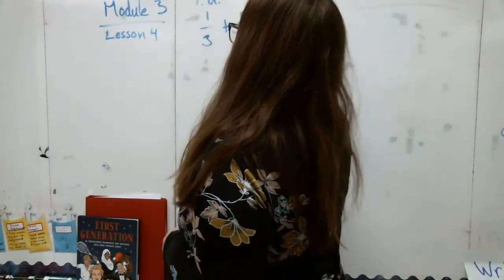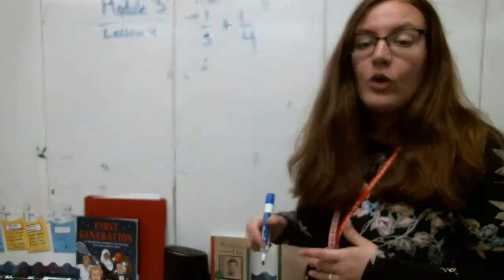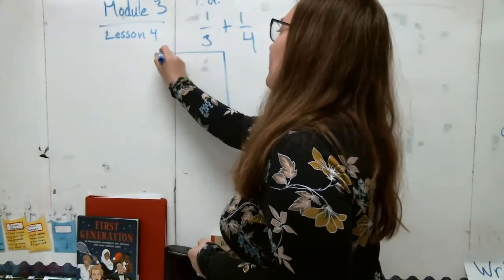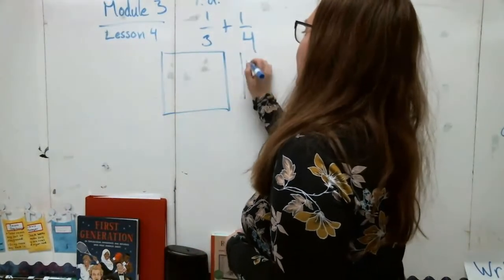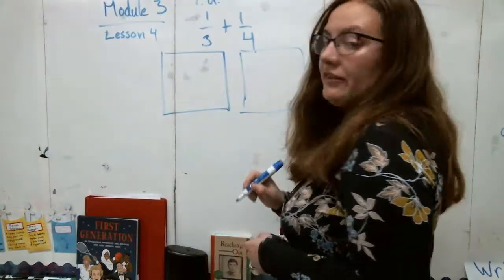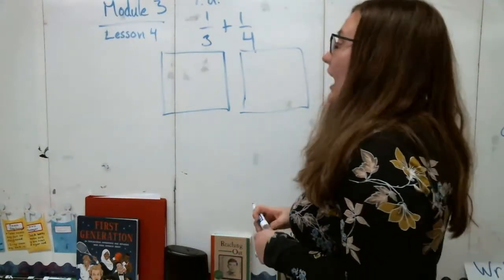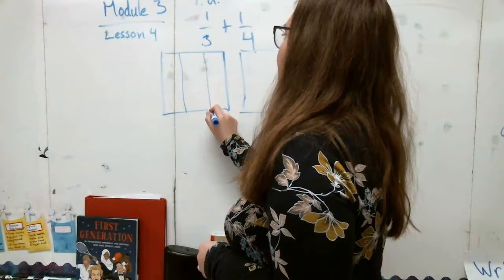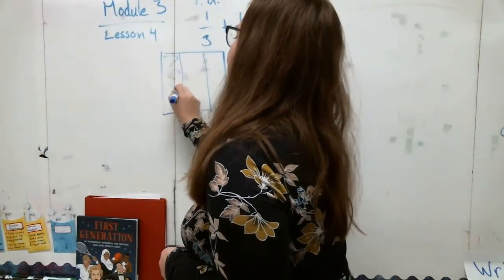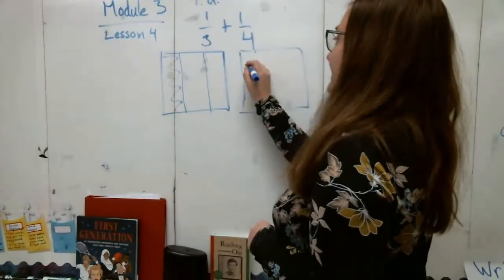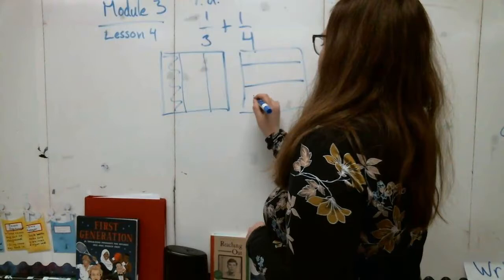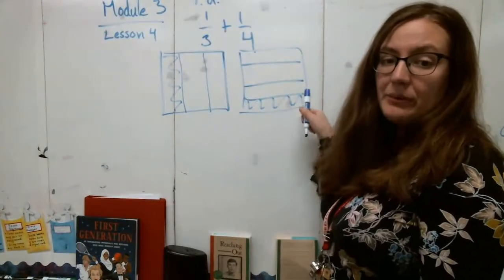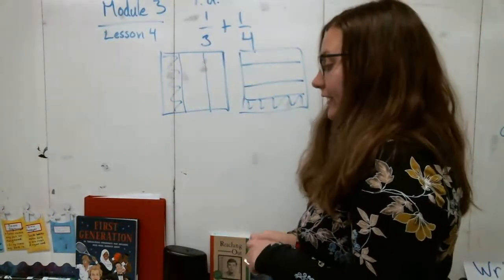1/3 plus 1/4. So just like the previous problems, we are going to set up both of our models to show what 1/3 and 1/4 look like. So I'm going to start off by splitting this first model vertically and shading in 1 part. And then I'm going to split up this model into 4ths and then also shade in 1 part. And notice how I split this one up horizontally and this one up vertically.